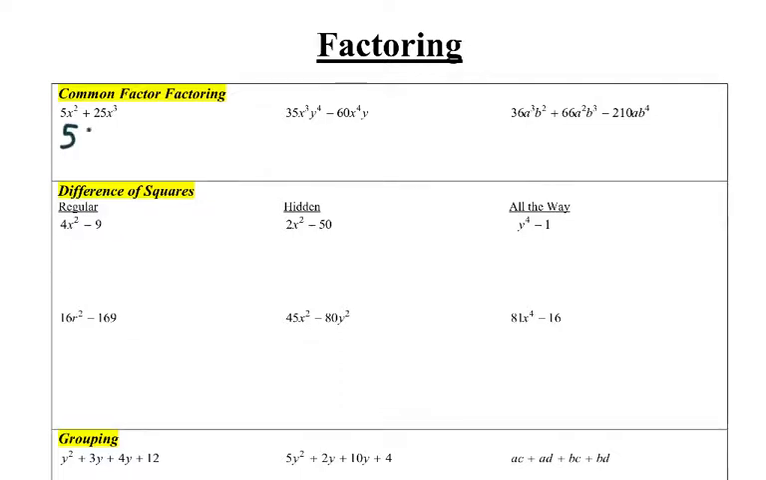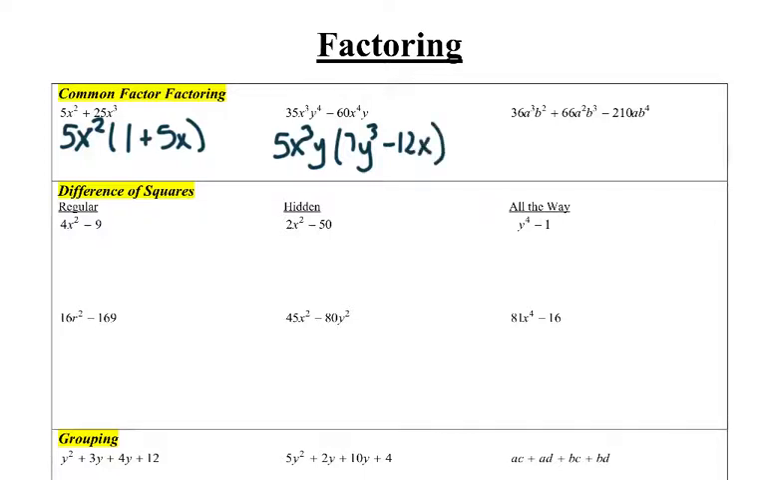Common factor, do you agree in number 1 is 5x squared? And then you would be left with 1 plus 5x, and that 1 would be important. What's a common factor in the next one? Between 35 and 60, I bet it's a 5. And with the variables, you can always do the lowest power, so it would be x cubed y, and then I believe 7y cubed minus 12x, right?